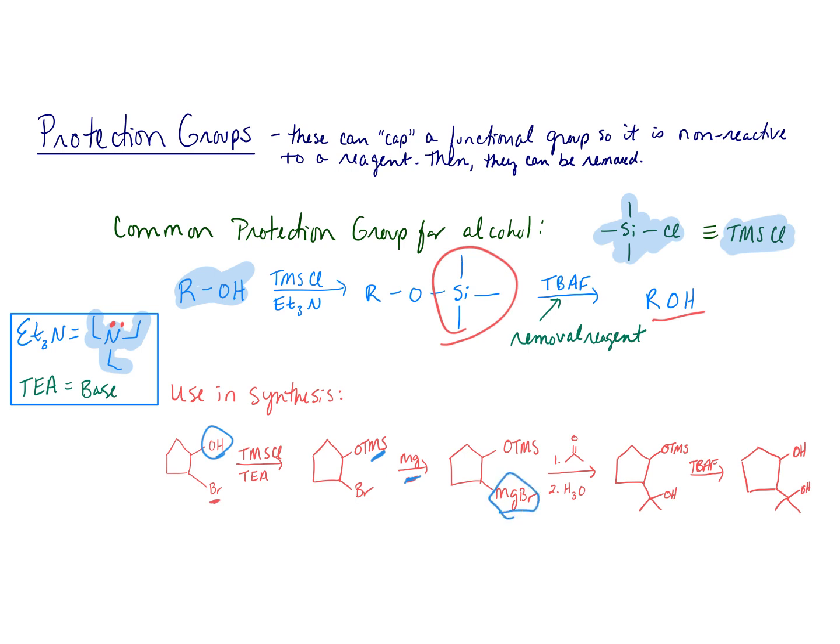Now we have MgBr down here, so we've got our Grignard reagent. You can add a ketone, get your final product here, and then we just remove that TMS with TBAF. So we end up making a diol in the process. Okay, so that's an example of one. We'll look at others later, and we'll look at the different protection groups for different types of functional groups. So they're not all the same for sure.